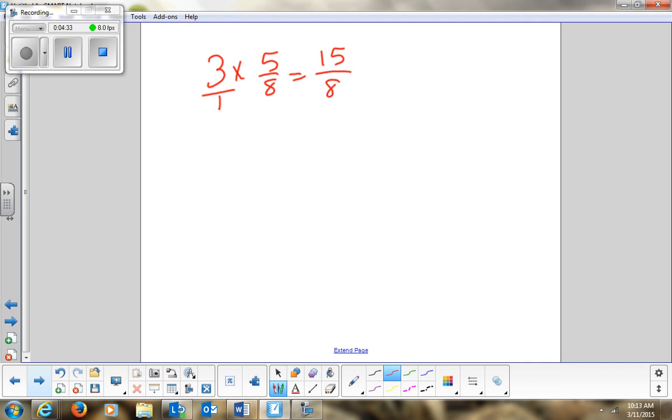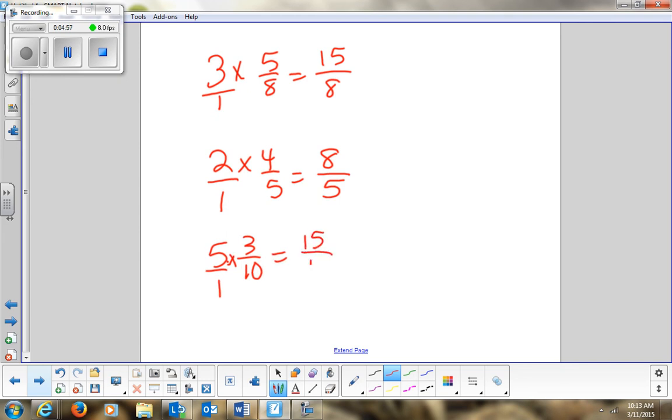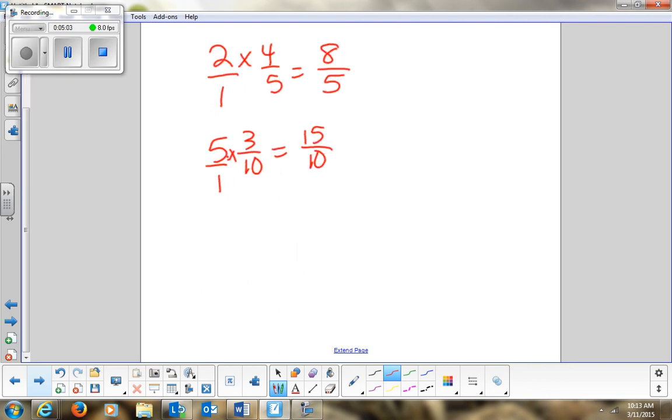Okay, how about 2 and 4/5? 2 times 4/5. Okay, I'm going to multiply across. 2 times 4 is 8. 5 times 1 is 5. Okay, how about 5 and 3/10? Okay, multiply across. 5 times 3 is 15. 10 times 1 is 10. Shouldn't be too hard. 4 2/3. We'll do 2 more. Okay, 4 times 2 is 8. 3 times 1 is 3. Okay, denominator is always going to stay the same on a multiplication problem.